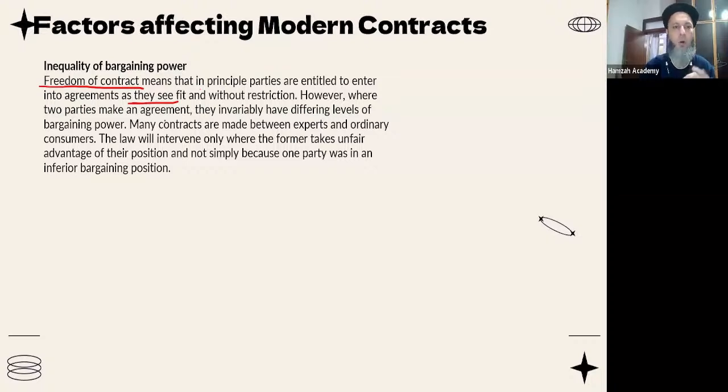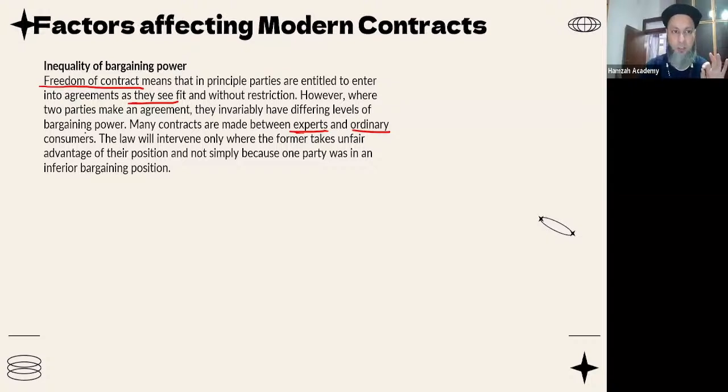No restriction. However, where two parties make an agreement, they invariably have different levels of bargaining power. Many contracts are made between experts and ordinary consumers. Experts also have special power; they're in a better position to make judgments than a consumer. For example, if I were to buy a laptop from a seller, maybe I'm not that much of an expert in this. It's my first time buying a laptop. I'm not very familiar with the technicalities in it, but the seller is. Now this gives him a better bargaining position than I have.